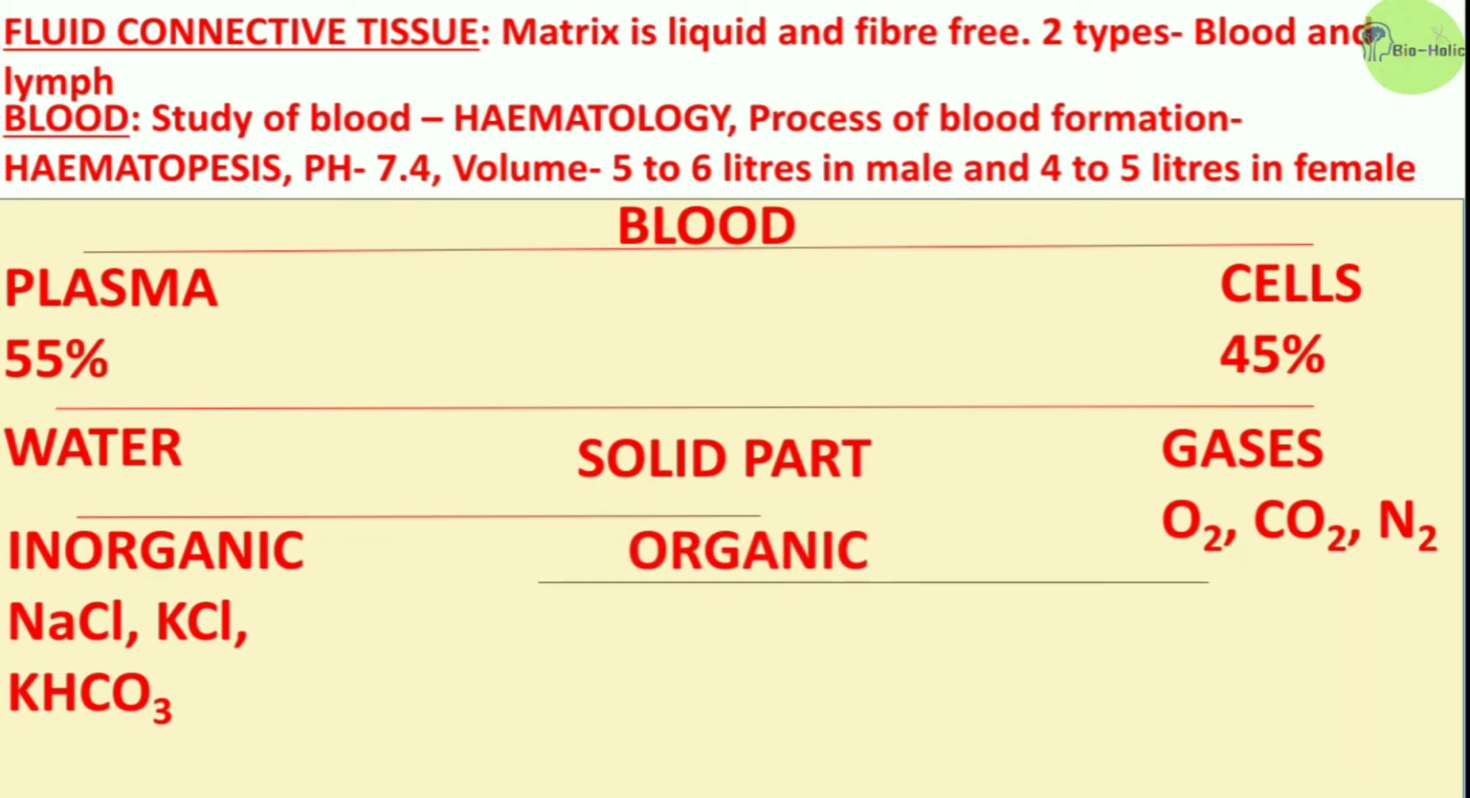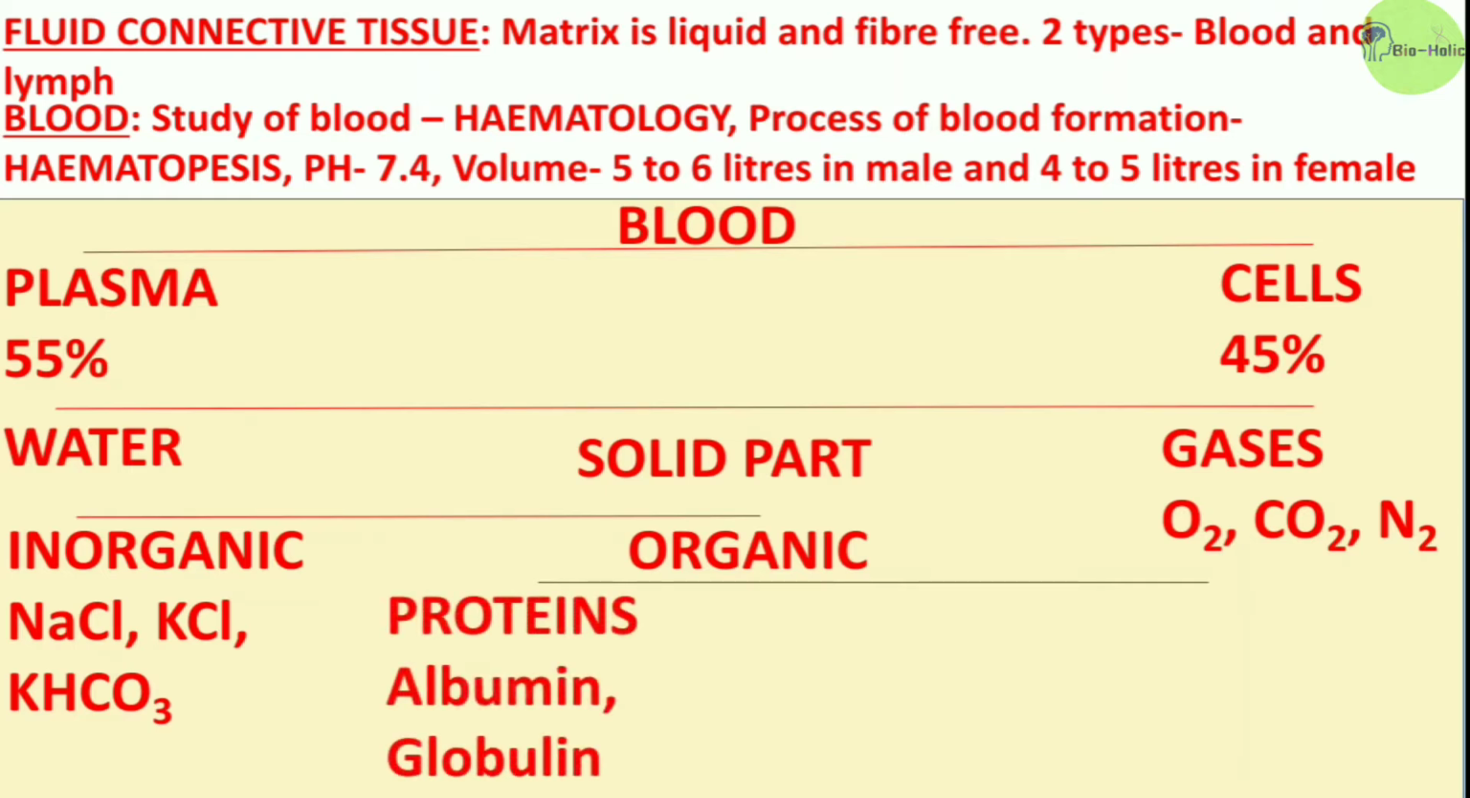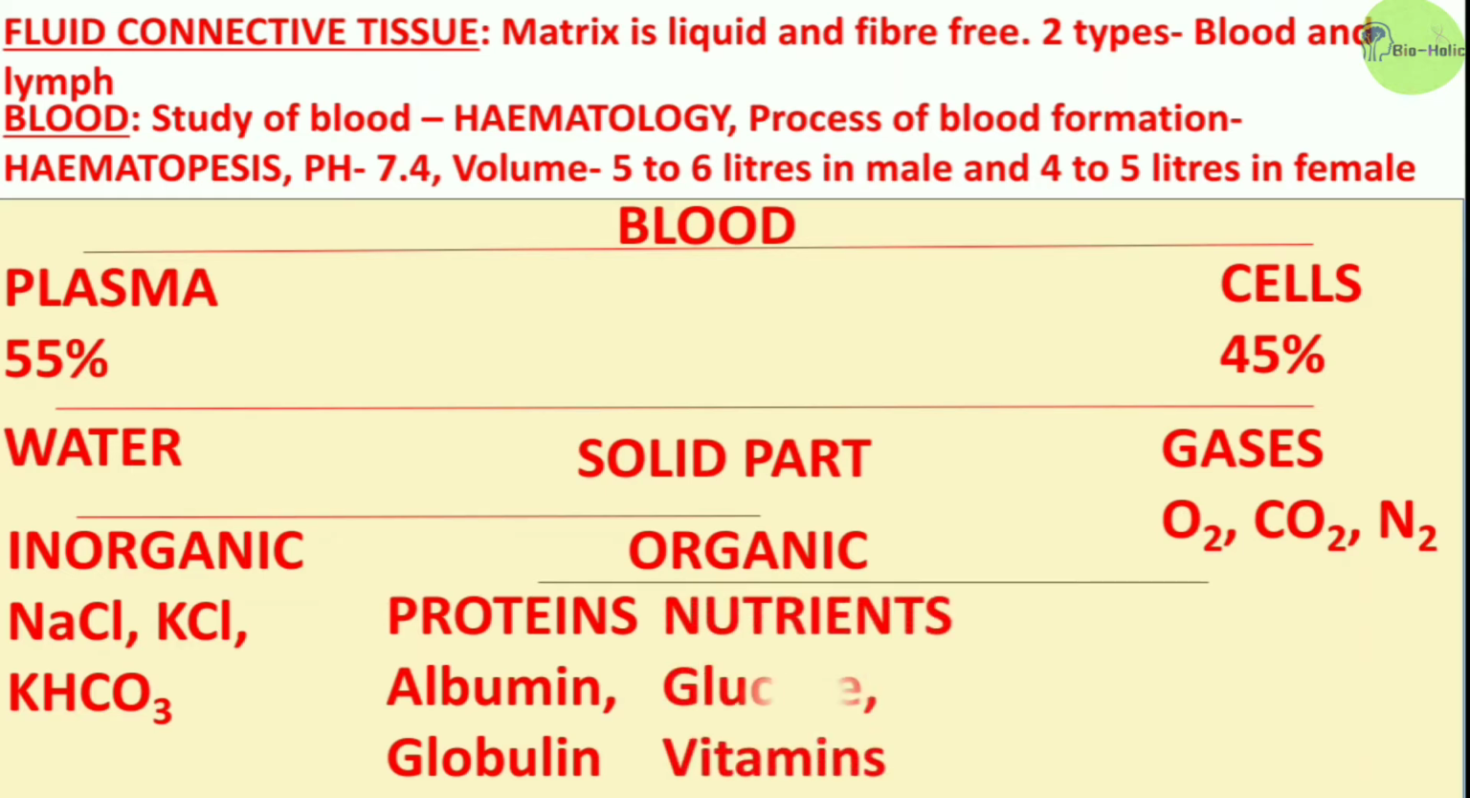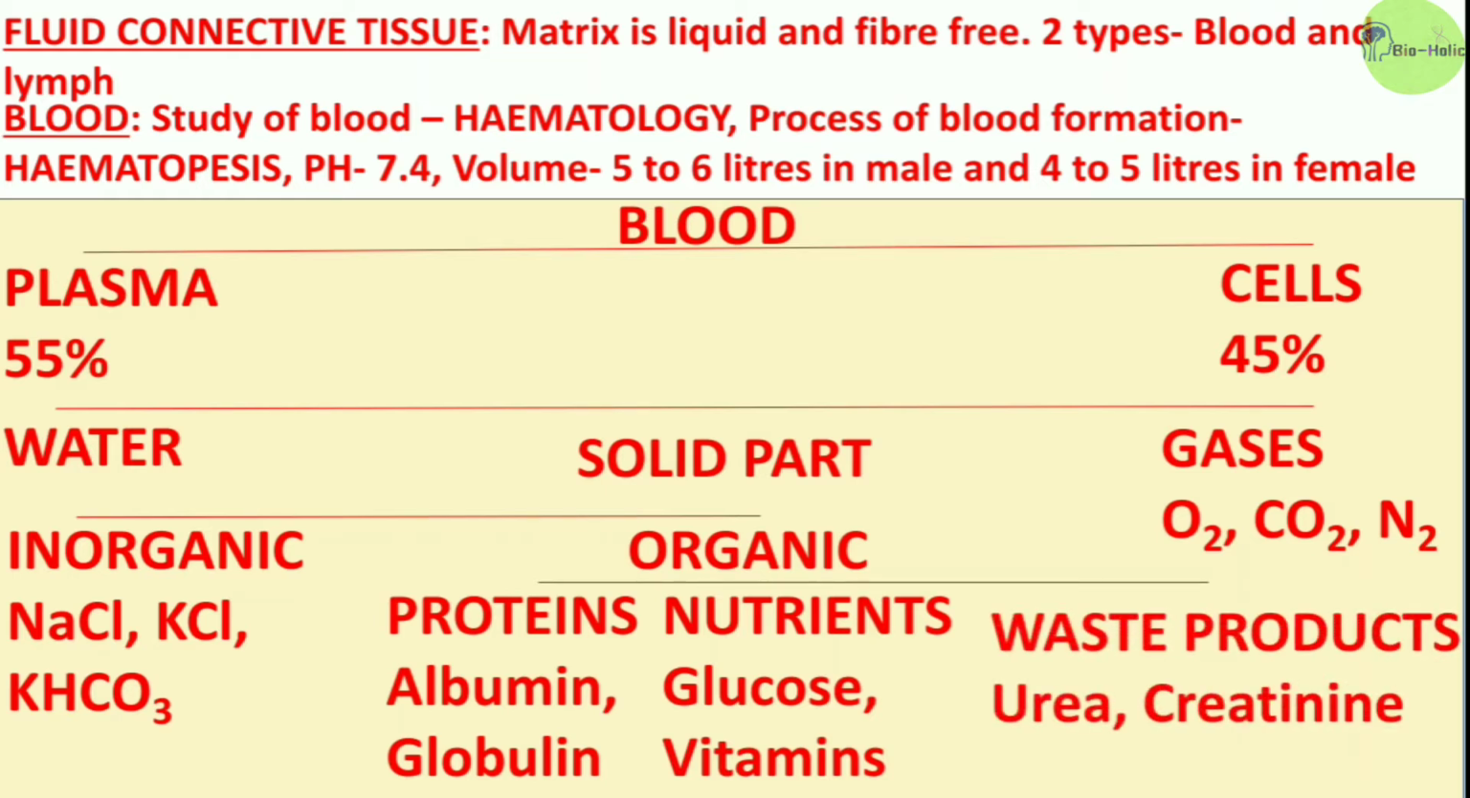Inorganic contains NaCl, KCl, KHCO3 and others. And the organic has many types of protein, those are albumin, globulin, some nutrients like glucose, vitamins, and some waste products, those are urea and creatinine. Now we will move on to the cells.